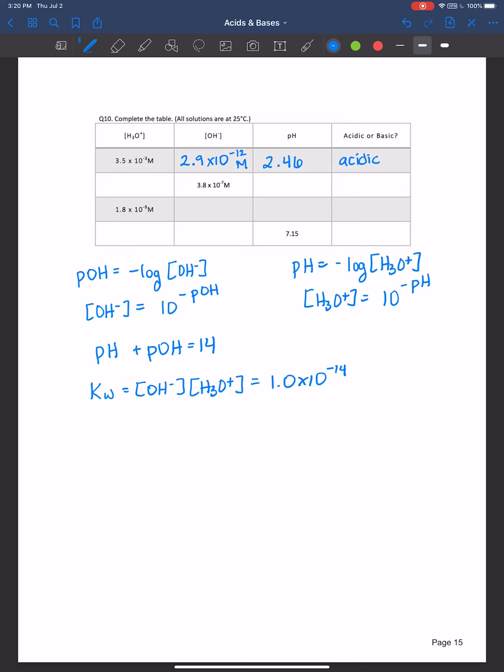All right. Now, in the next row here, we're given the hydroxide ion concentration. So you use the Kw expression to figure out the hydronium ion. So you would take 1 times 10 to the negative 14th, divided by 3.8 times 10 to the negative 7th, and you should get 2.6 times 10 to the negative 8th molar. The pH is the negative log of the hydronium ion concentration, so negative log of 2.6 times 10 to the negative 8th. It's 7.58, which is greater than 7. This would be considered a basic solution.